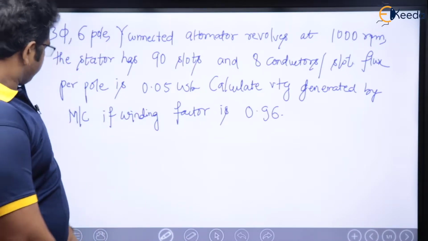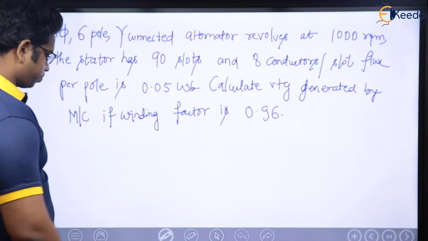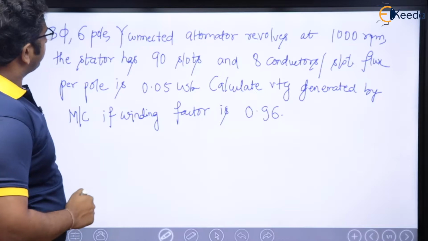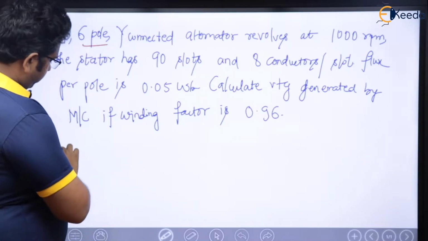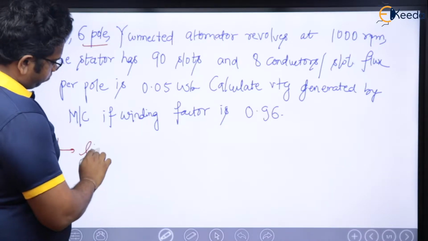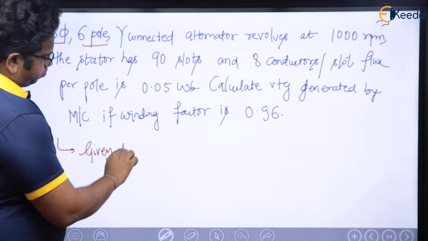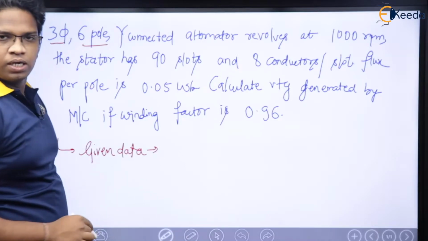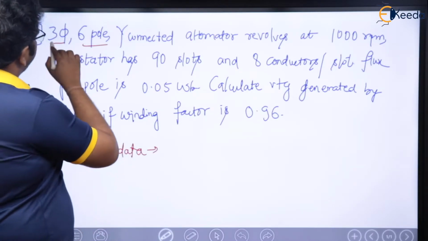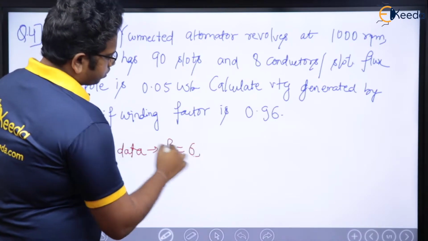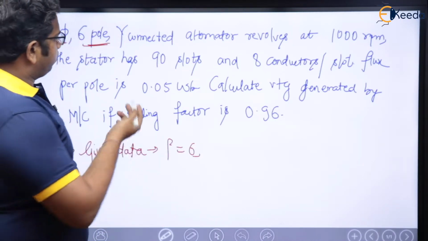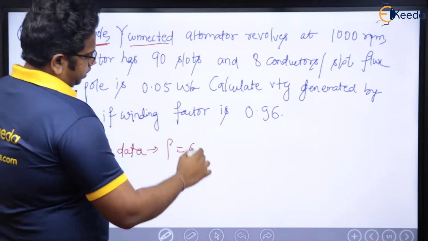Yes, see here. See this one. They are asking about a 3-phase 6-pole machine. Let us first of all write down the given data. See here, what have they given? They have given 3-phase 6-pole, which means poles is 6, P is equal to 6. 3-phase we already know, right? Star connected, yes, star connected.